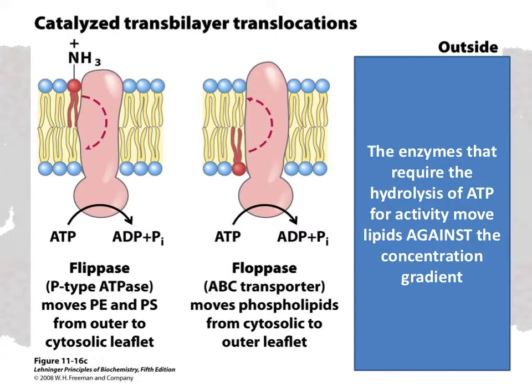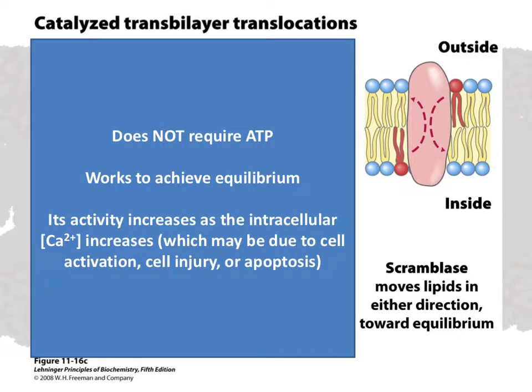Another one that we have, if you have flipase and flopase, is the one that can go in either direction, my favorite one, scramblase, which someone thought one time I said scrambled eggs, but no, it's scramblase. So it goes towards equilibrium and it goes either direction. It does not require ATP. So flipase, outside in; flopase, inside out; scramblase, no ATP required.